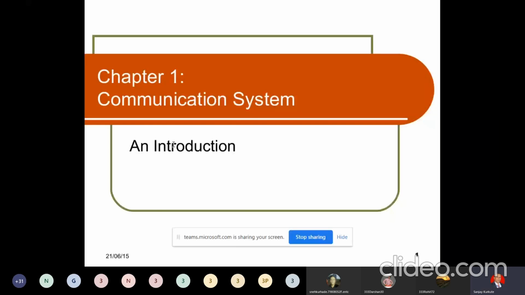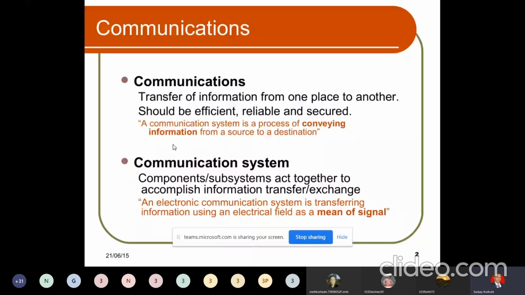Transfer of information from one place to another, we may do it by various ways. There are so many ways of communication. Right now, whatever our online session is going on, that is also one type of communication. So transfer of information from college, we are transferring to your other side, that means up to your home. All this transformation should be efficient, reliable, and secured also. That is required as far as communication is concerned.